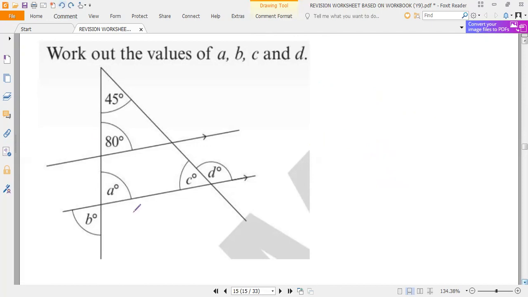Let's begin. We start with A. Let me create the F shape for you. Can you see the F shape now? So A and the angle here look in the same direction. So A is 80 degrees.